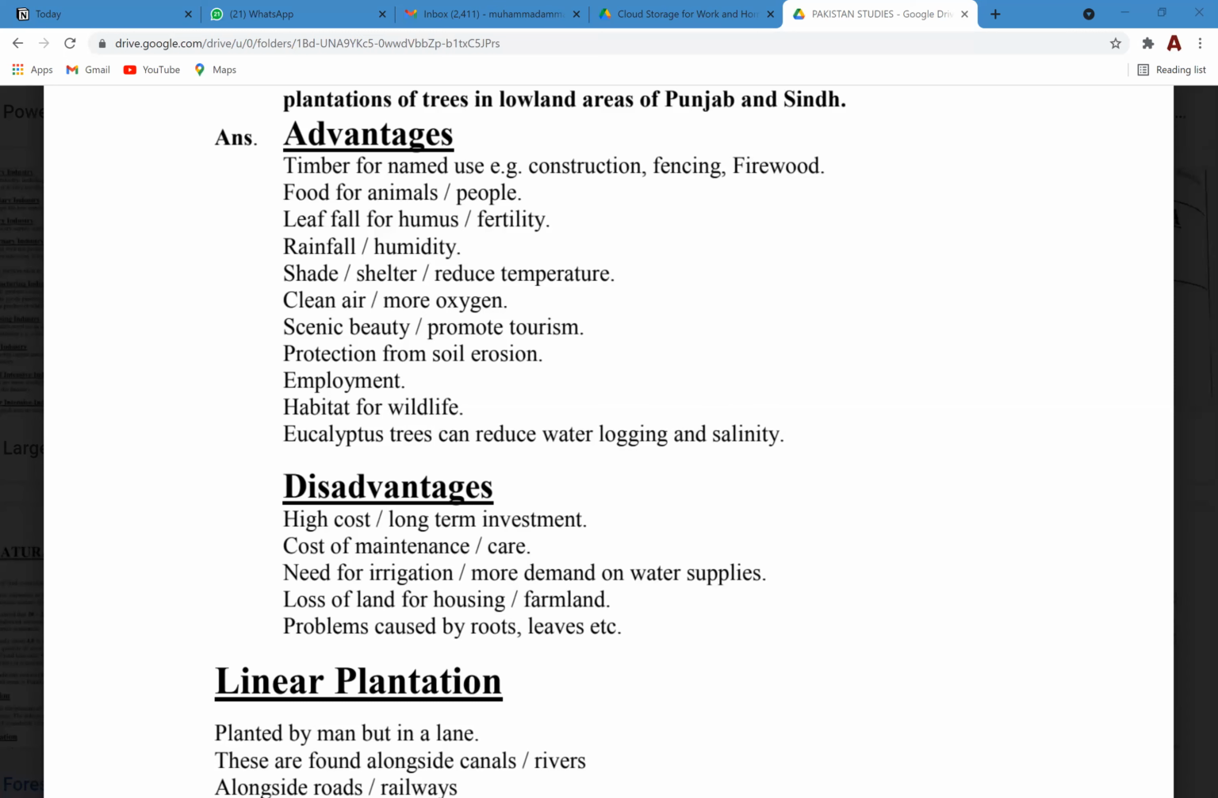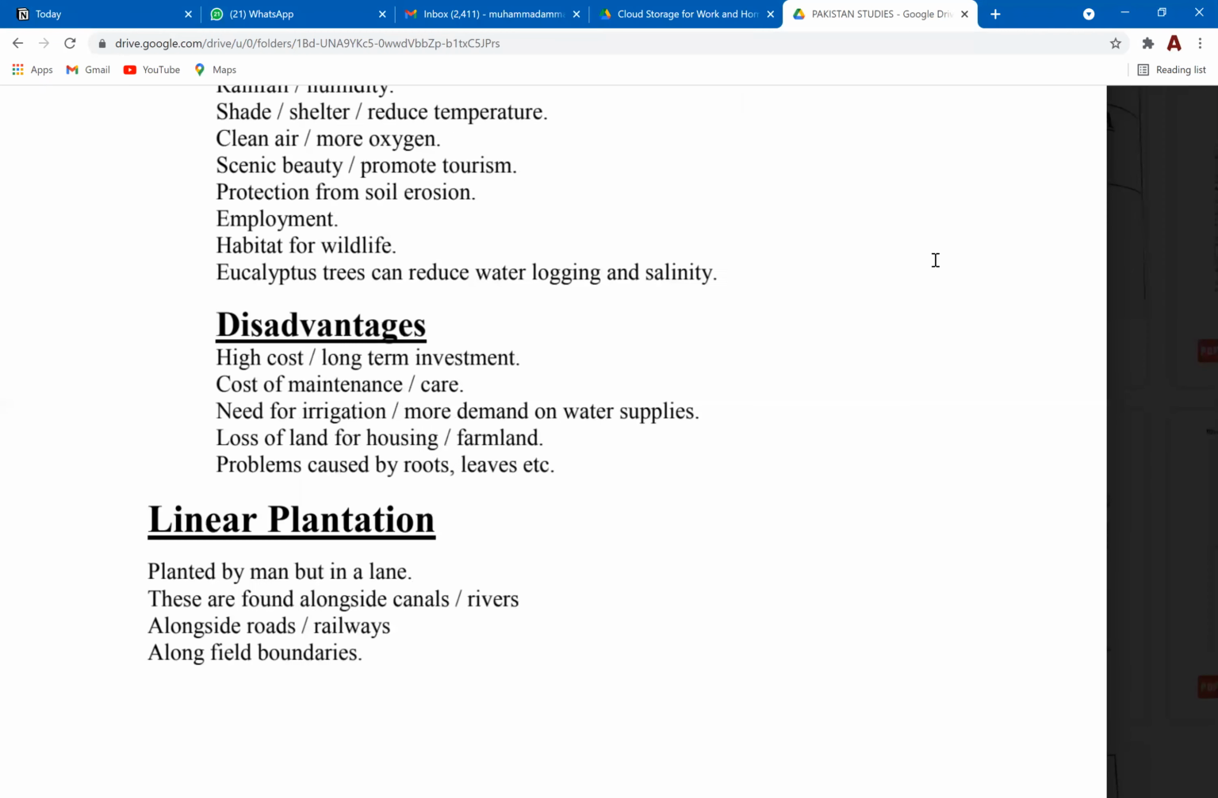So 3 points for advantages and 3 points for disadvantages. All right. This is a 6-mark question. Don't forget to write examples. Examples are very, very important. References, examples, justifications for your points.